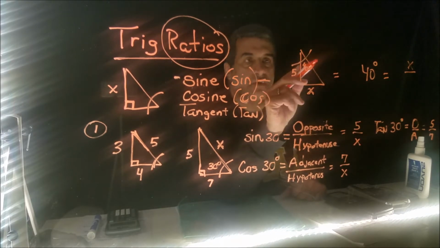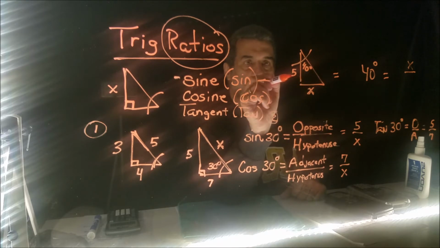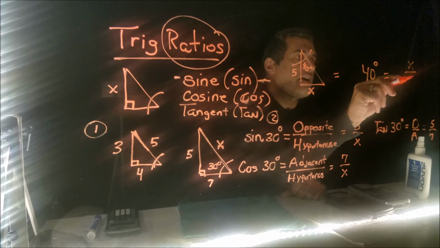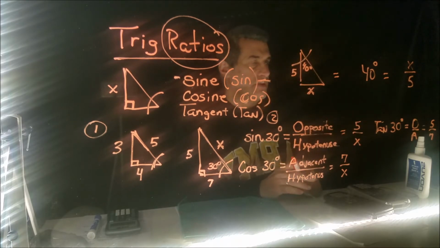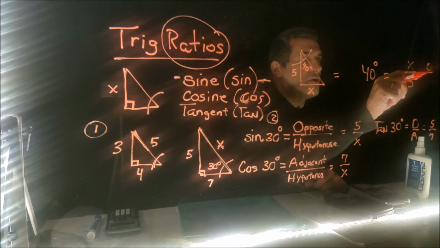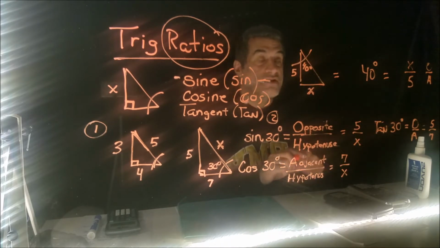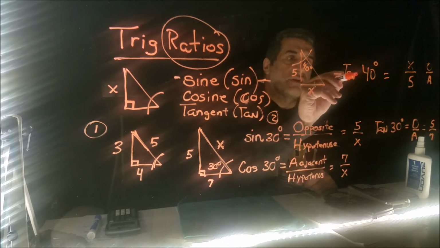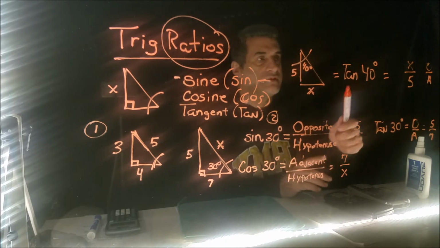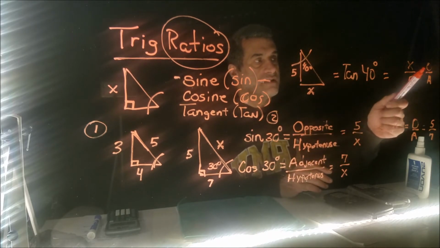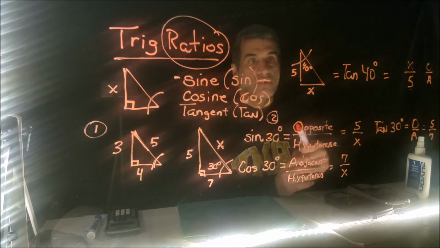And what do you have? You don't have the hypotenuse. You only have what's adjacent to 40 degrees. You have the 5. What ratio is opposite over adjacent? Right here, tan. So we're going to use tan 40 degrees. Tan 40 degrees is X over 5, because we don't know what it is.